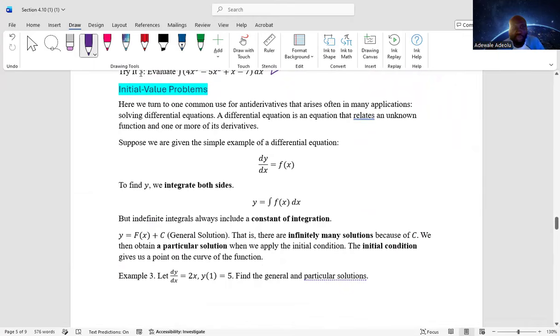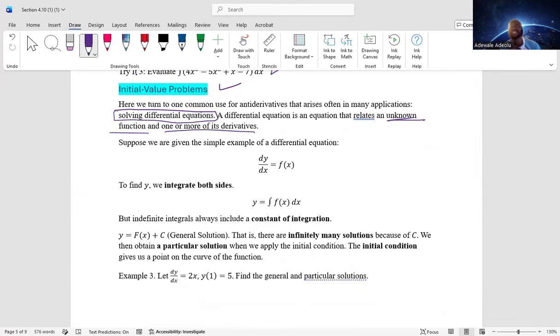Now, we want to look at some special application of integration. Here, we turn to one common use of antiderivatives that arises often in many applications, and that is solving differential equations. So we'll just scratch the surface, then we'll leave it for now. But let us learn the definition. A differential equation is an equation that relates an unknown function and one or more of its derivatives.